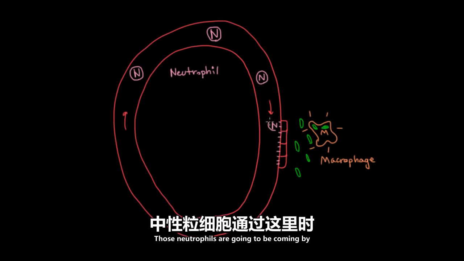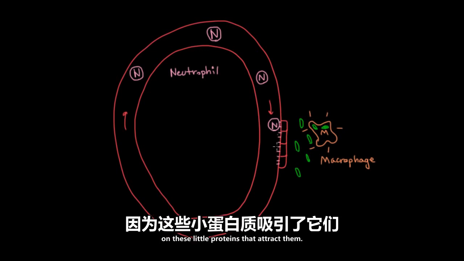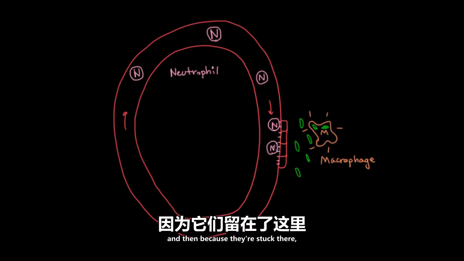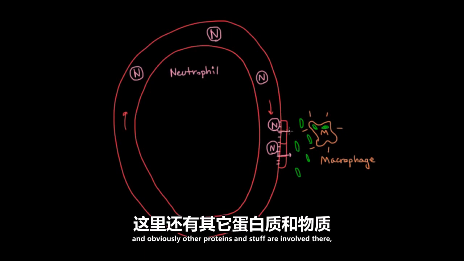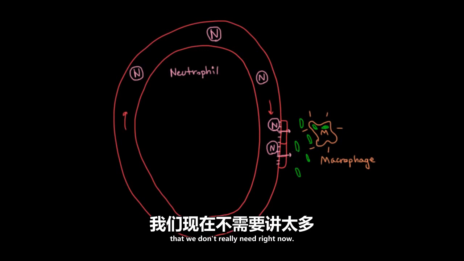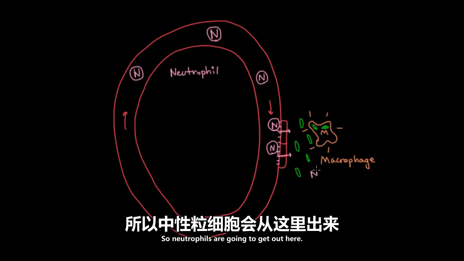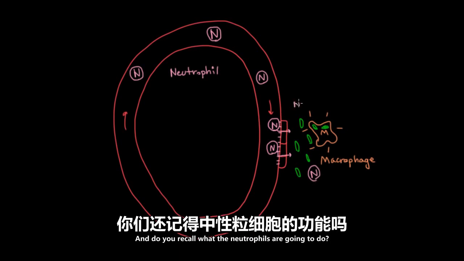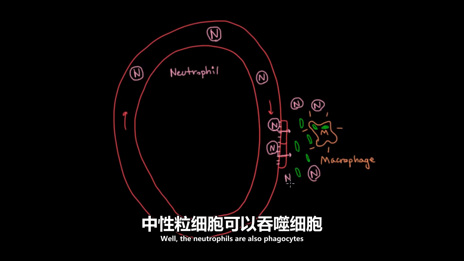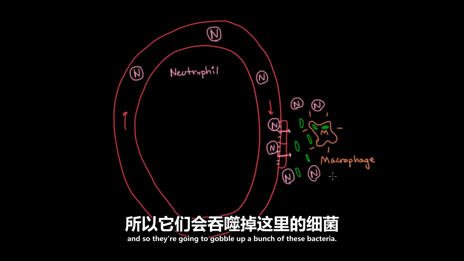So those neutrophils are going to be coming by, and they're going to get stuck on these little proteins that attract them. They'll be stuck there, and then, because they're stuck there, they'll have the opportunity to squeeze through between these cells. And obviously other proteins and stuff are involved there, but that's a whole lot of detail that we don't really need right now. So neutrophils are going to get out here, and do you recall what the neutrophils are going to do? Well, the neutrophils are also phagocytes, and so they're going to gobble up a bunch of these bacteria.